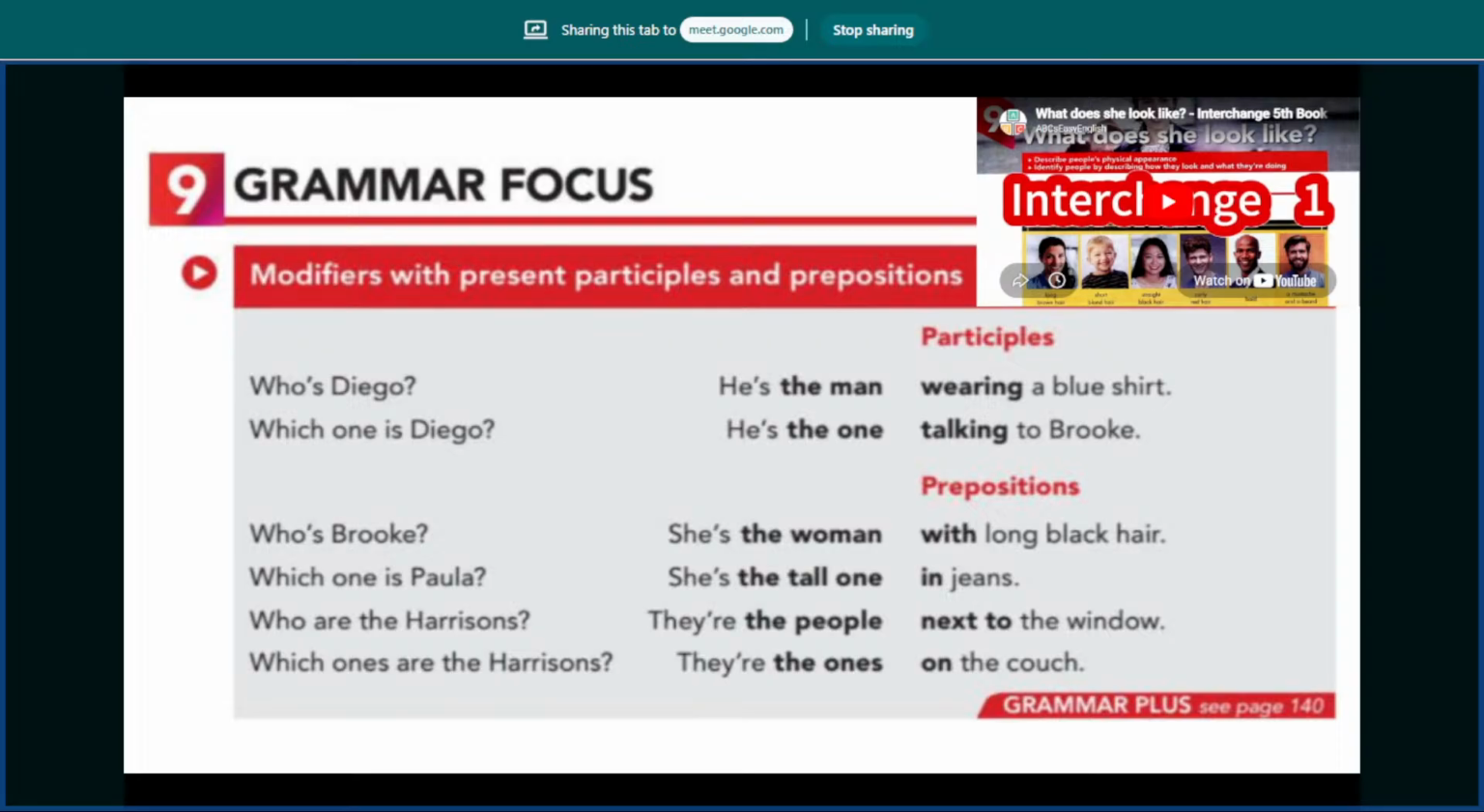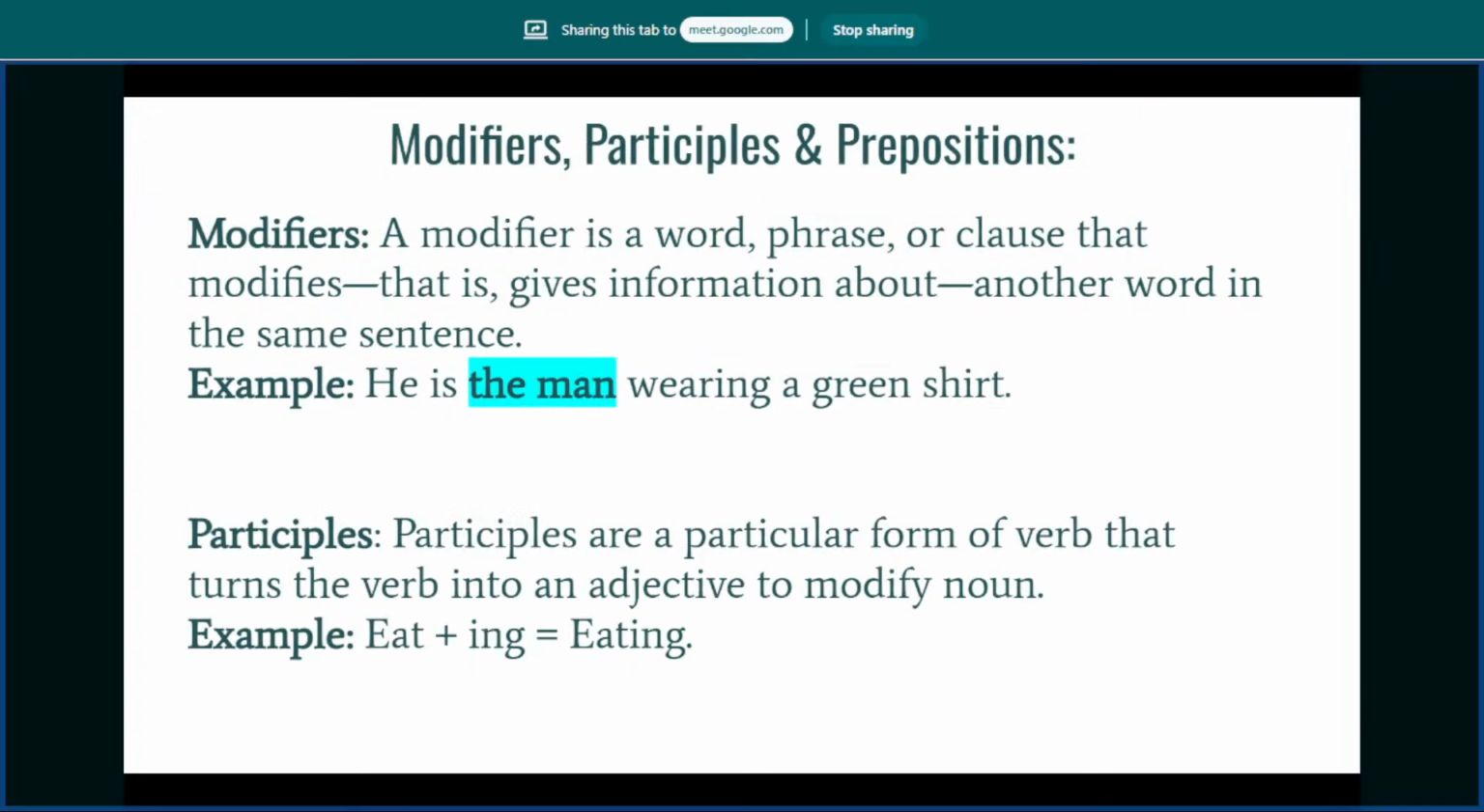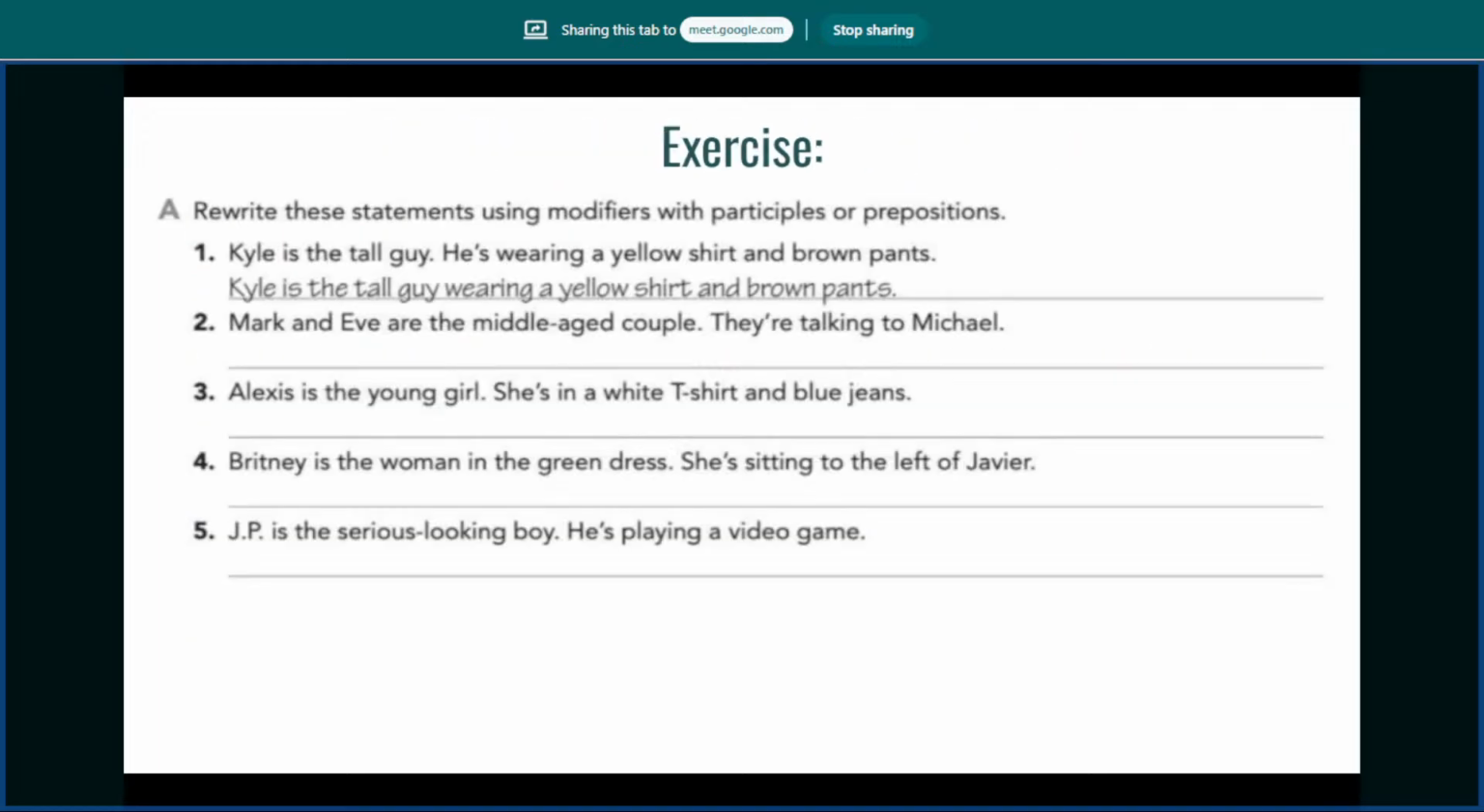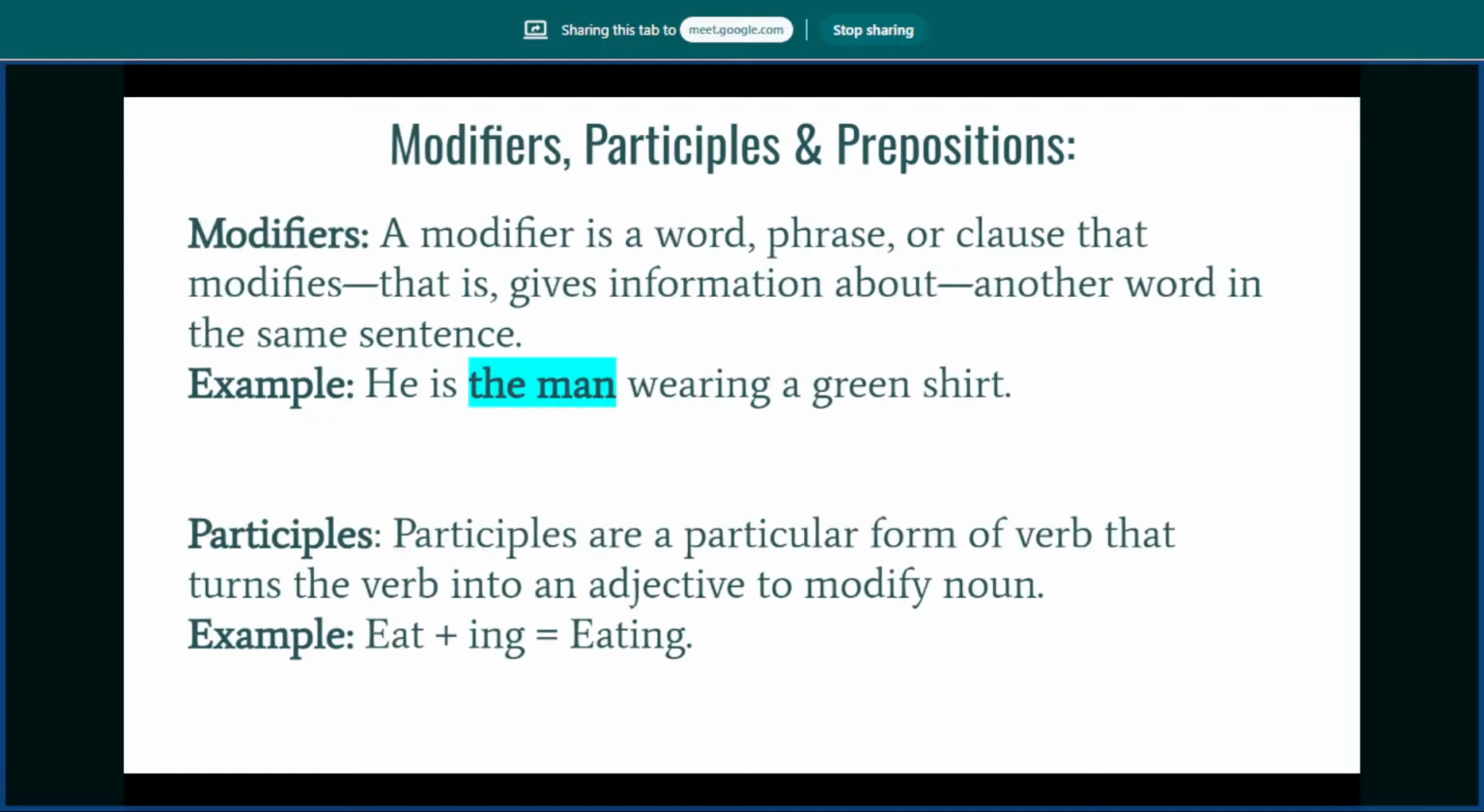So, okay, if I'm in a party, they can say they are the people next to the window or they are the ones on the couch. And which ones are the Gavatres? They are the ones on the couch. Okay, we can refer like this. Clear? Yes. Okay, quickly write down the rule and then we will try to solve the exercise over here, which is an easy one. Okay, write down the rules.